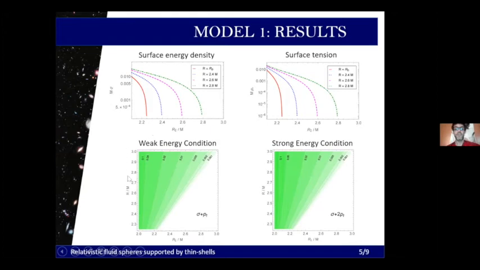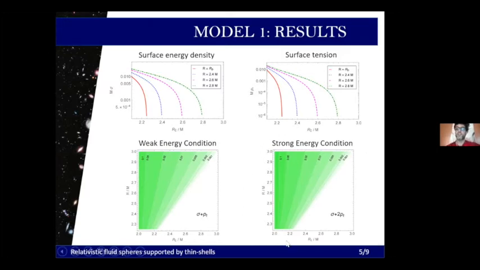So this means that the weak energy condition is always satisfied. And so for any observer moving around this star, he will always observe a positive average energy density. So this is the matter that we are used to in the universe.